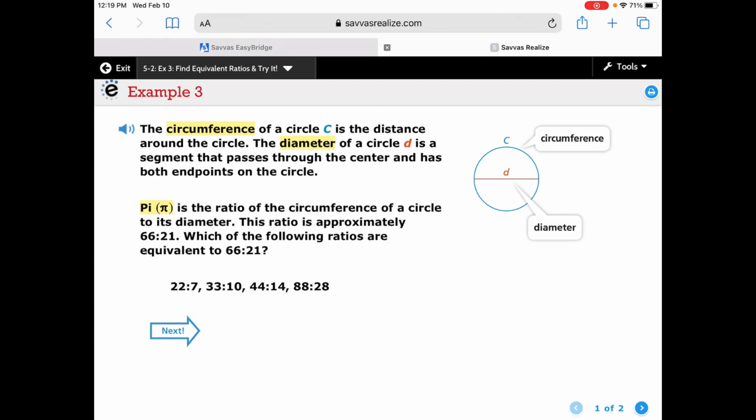All right, let's turn to page 275 of your book. It says the circumference of a circle C is the distance around the circle. The diameter of a circle is a segment that passes through the center and has both endpoints on the circle. Pi is the ratio of the circumference of a circle to its diameter. So 22 to 7, or 22 over 7. The ratio is approximately 66 to 21. Which of the following ratios are equivalent to 66 to 21?